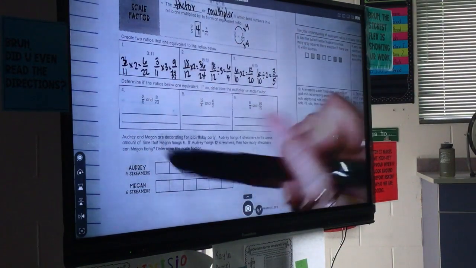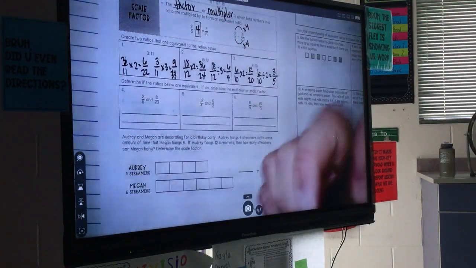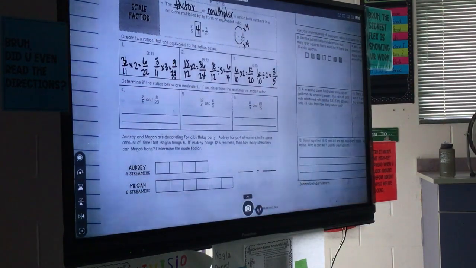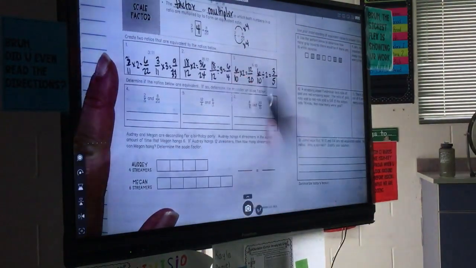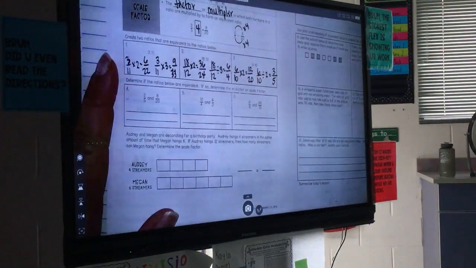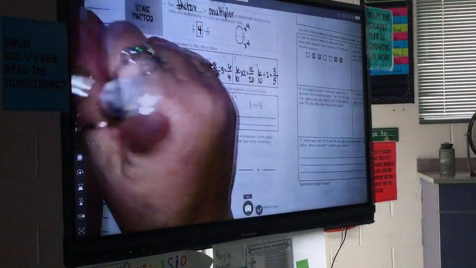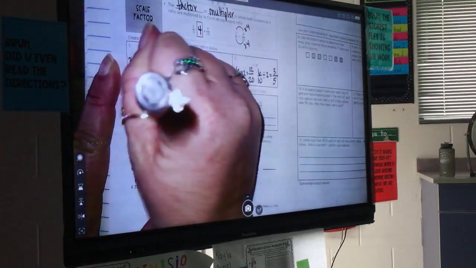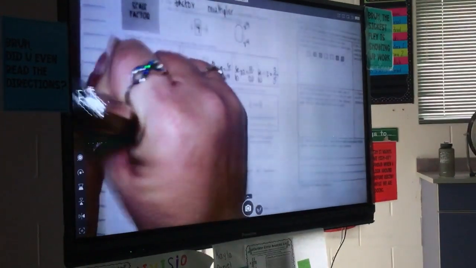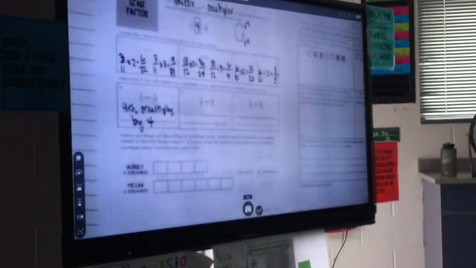Now, for number 4, you have to write yes or no and explain why. Just very basic. So is 2 to 5 equivalent to 8 to 20? Yes. Don't call out, raise your hand. Lily, all right, what did you do? All right, so you multiply by 4. Please stop tapping your pencil.